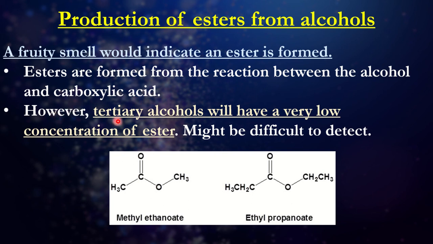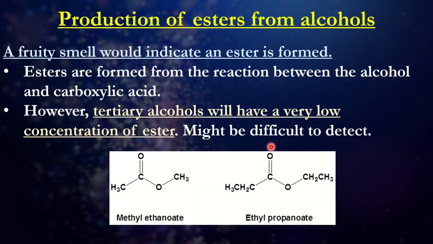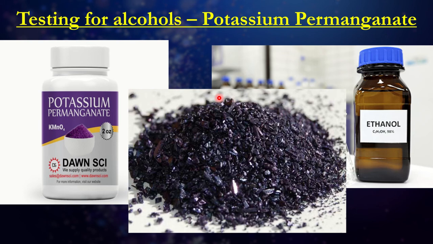What we do know though is for tertiary alcohols, they tend to have a lower concentration of ester produced, so it might be a little bit more difficult to detect that way. So that's just kind of explaining how we can use esters or producing an ester with alcohol to know that we have alcohol there from the acid.